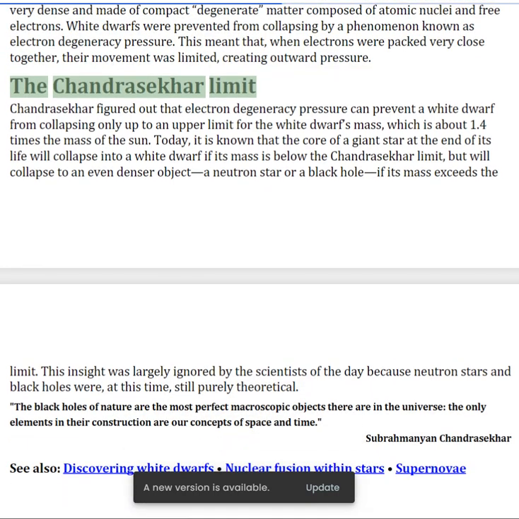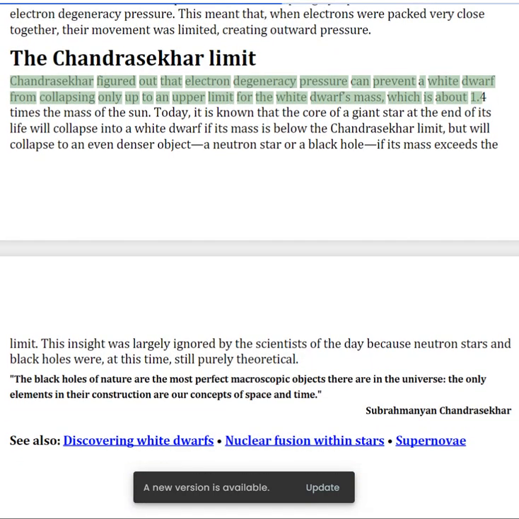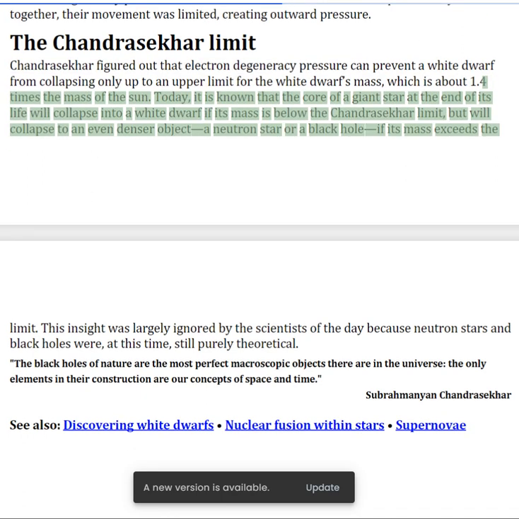The Chandrasekhar limit. Chandrasekhar figured out that electron degeneracy pressure can prevent a white dwarf from collapsing only up to an upper limit for the white dwarf's mass, which is about 1.4 times the mass of the Sun.